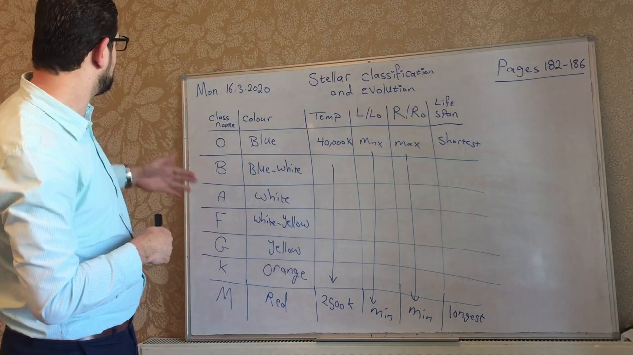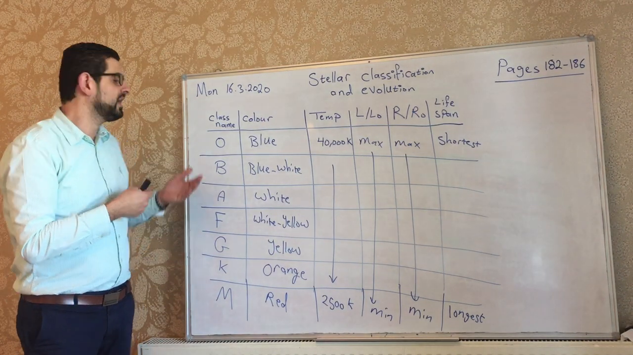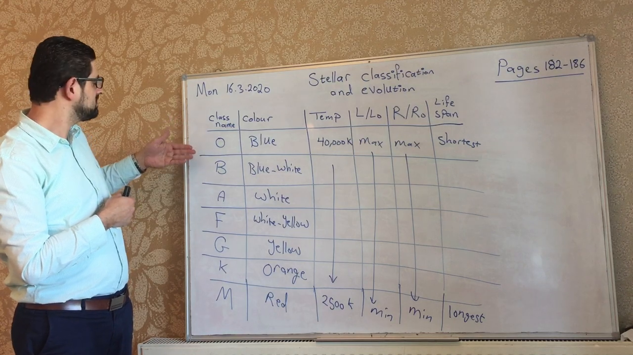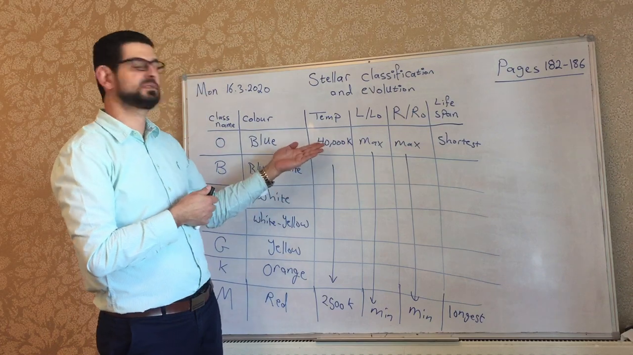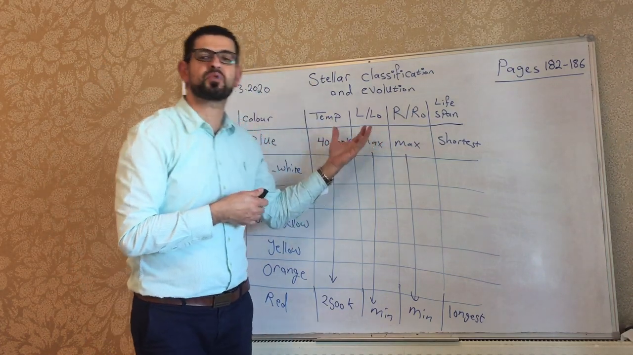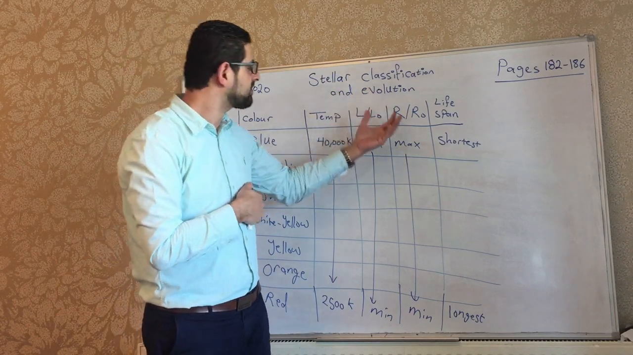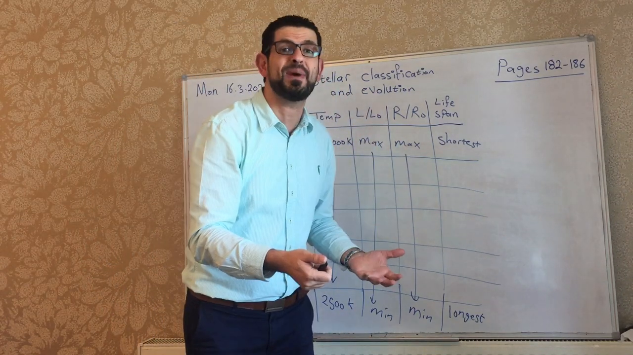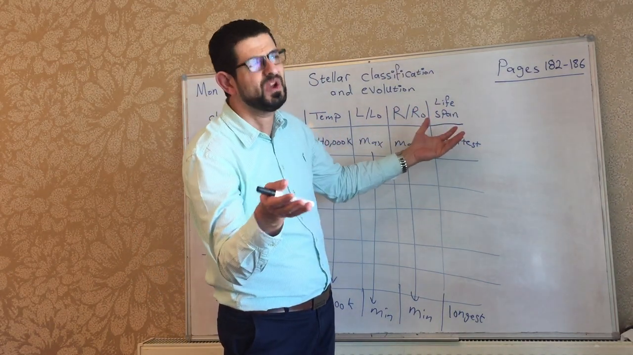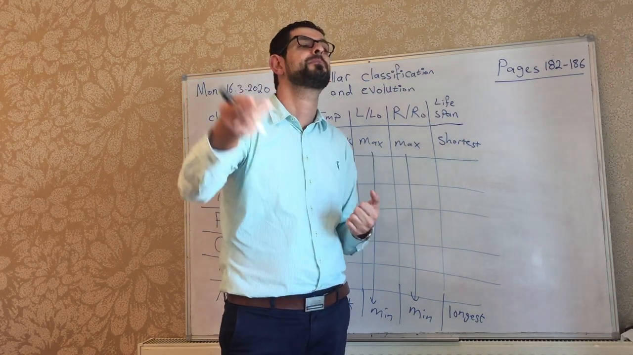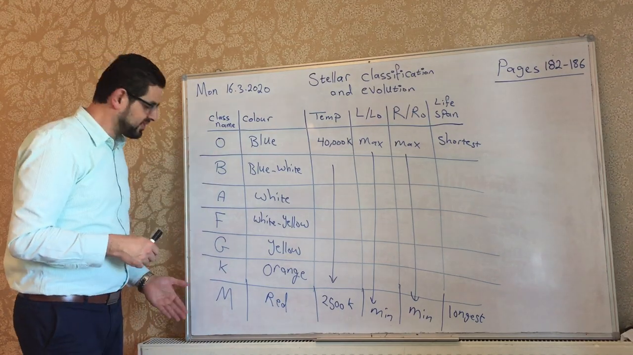Let's revise it quickly. There are 7 classes for stars. Class O, which is blue, is considered to be a very hot star. It's very bright. Luminosity of the star is extremely high. Radius is so big, and the mass is so big, but the life span is the shortest. We did not explain what is meant by life span. We will today, inshallah.